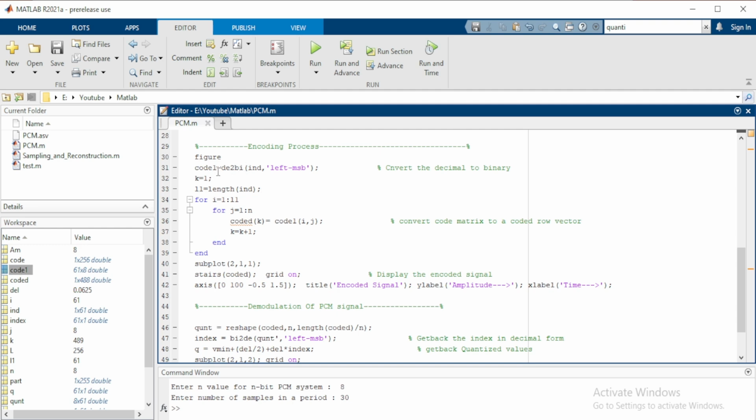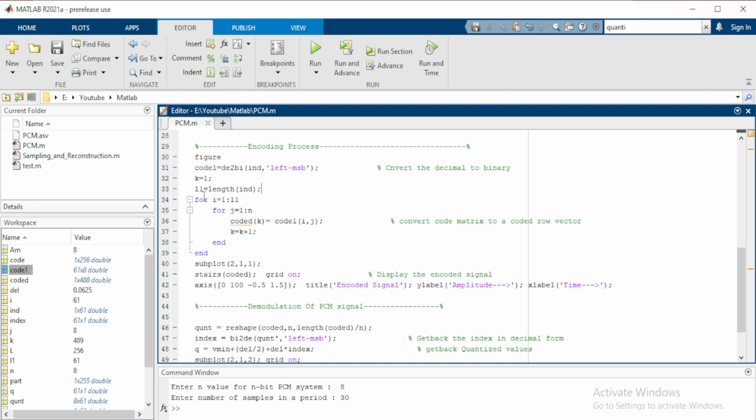After that we have converted from parallel to serial, because when decimal to binary conversion takes place, every quantized value is taken into 8 bits, and that is in parallel form, 8 cross 61 here. But when we have to transmit the signal, we cannot send it in parallel, so to show the encoded binary bits, we have to convert it into serial.